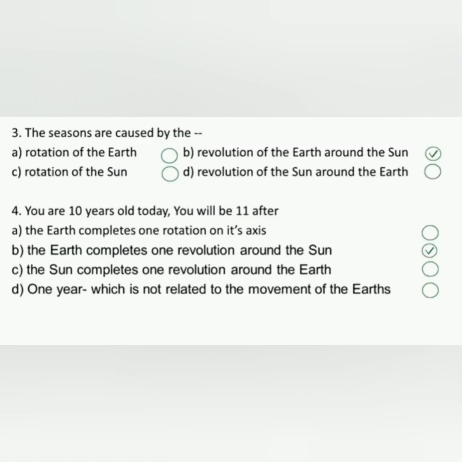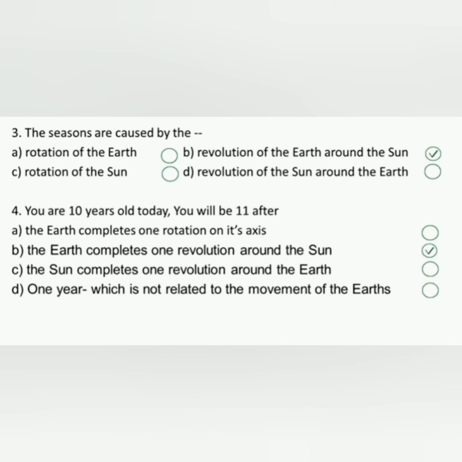Next, number 3. The seasons are caused by the rotation of the earth, revolution of the earth around the sun, rotation of the sun, revolution of the sun around the earth. And the answer is revolution of the earth around the sun. So, the seasons are caused by the revolution of the earth around the sun.